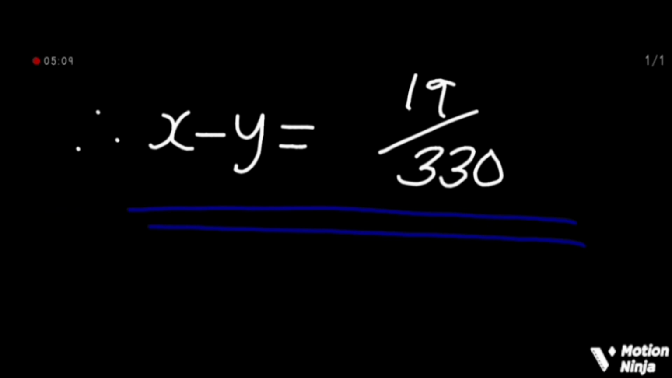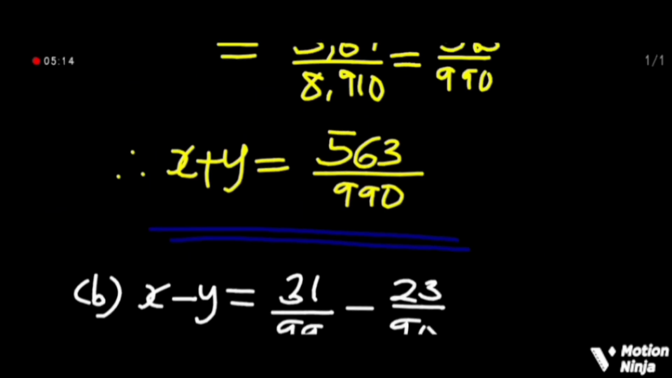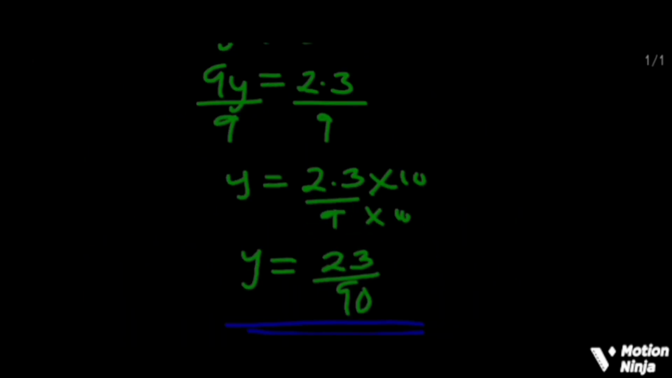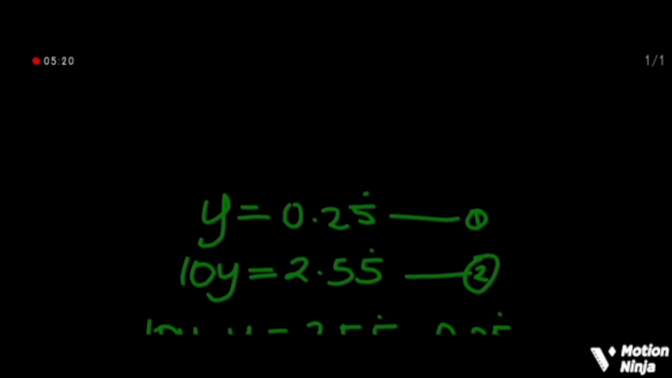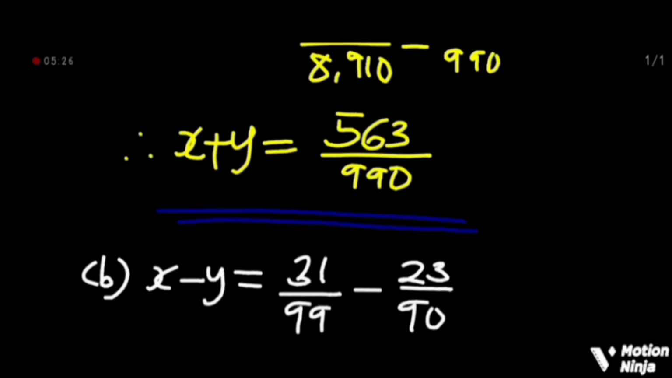So that is the way in which you can solve a question that wants you to add or subtract a repeating decimal. You have to change it into a fraction so that it can be easily added or subtracted.